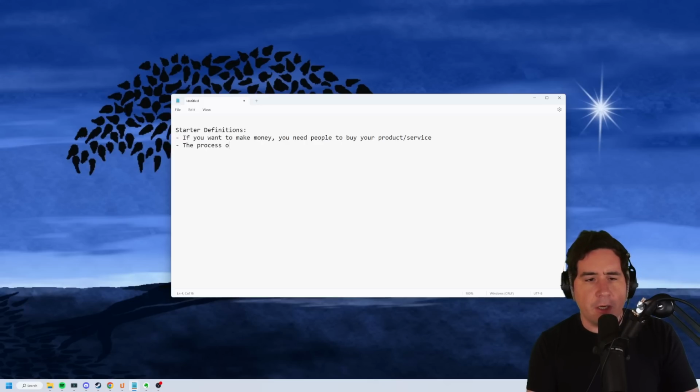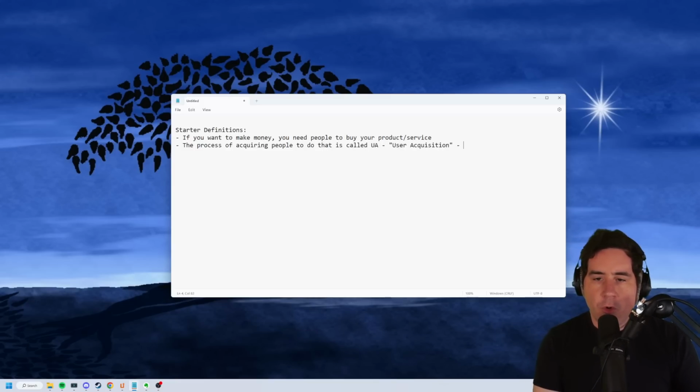So the process of acquiring people to do that is called UA. UA is called user acquisition. Companies are not really focused on anything besides user acquisition these days for actual creation of value. The difference between building a $1 million business and building a $10 business is the users that will pay for your product or service. And that is the basic definition to understand for that.